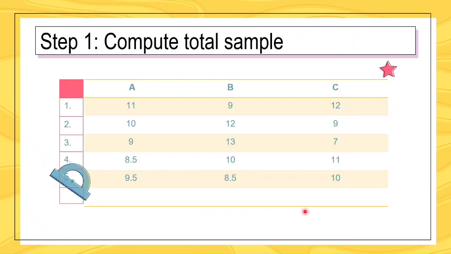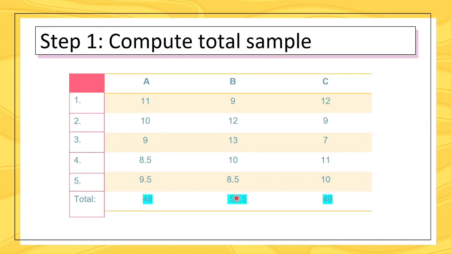So our step 1 is you just have to add all the scores in each group. For example, add this all, guys. 11 plus 10 plus 9 plus 8.5 plus 9.5 is equal to 48. So do the same process to B and C to get the 52.5 and 49.